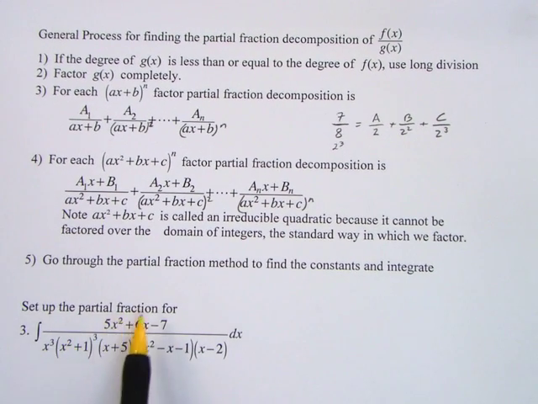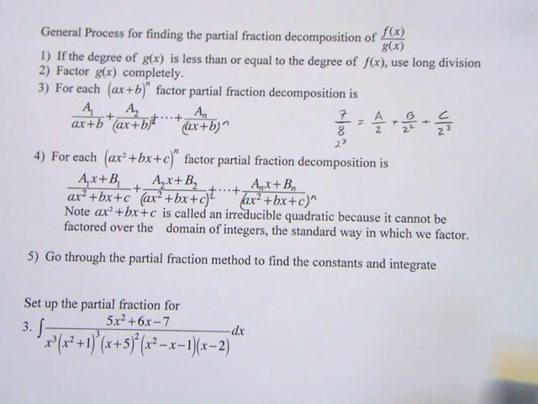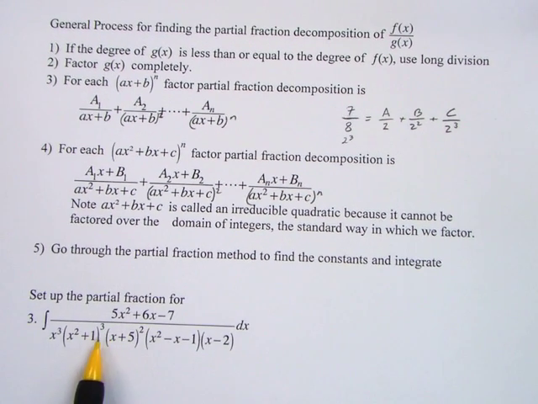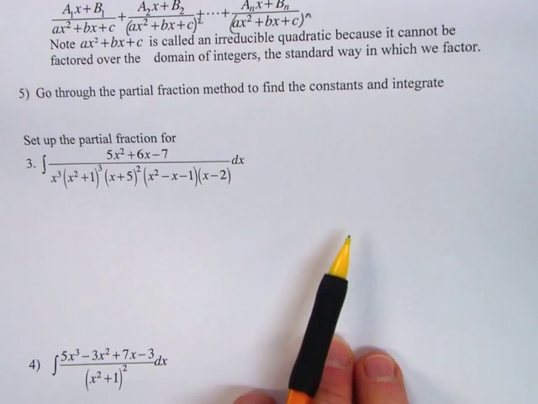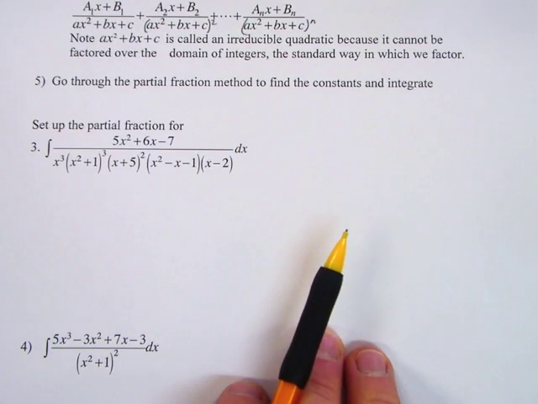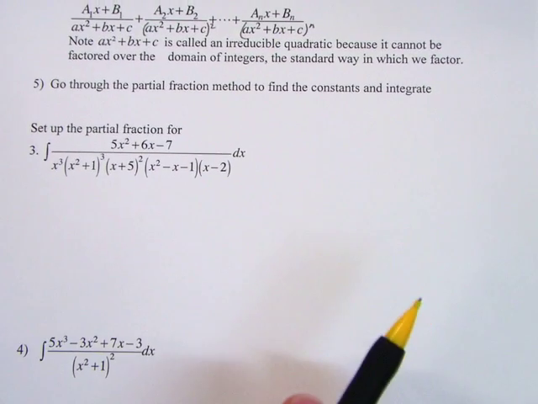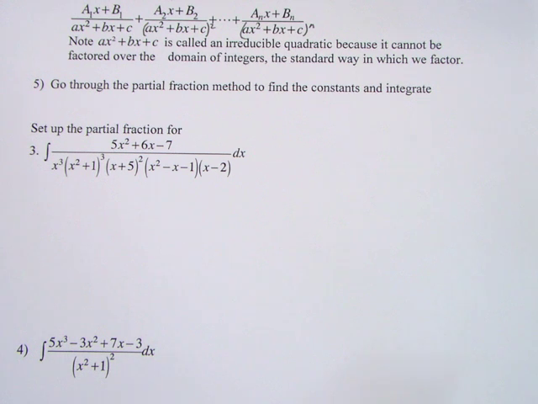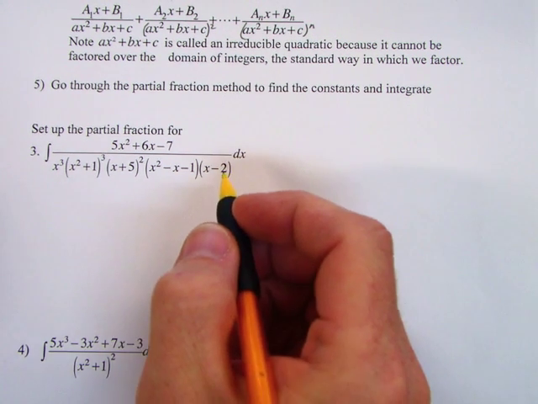Go through the partial fraction decomposition and then integrate. For this problem, what I want you to do is hit pause and actually set this up. Just set up the partial fractions. Don't actually do any integration. It's just, do you have these ideas down? Assuming you've done that, let's take a look and see what you get.